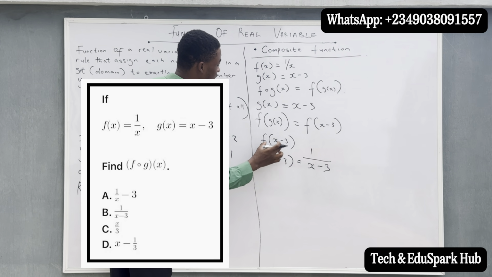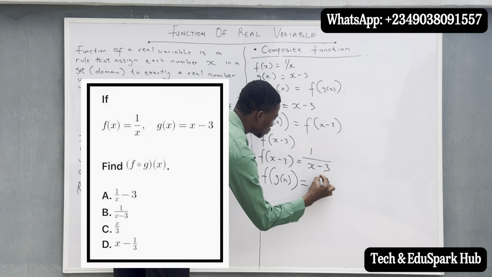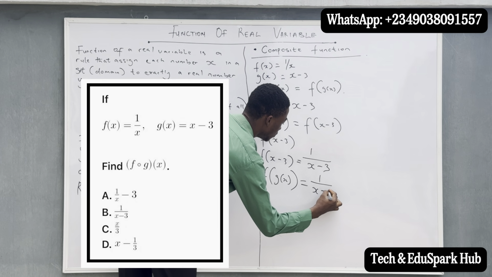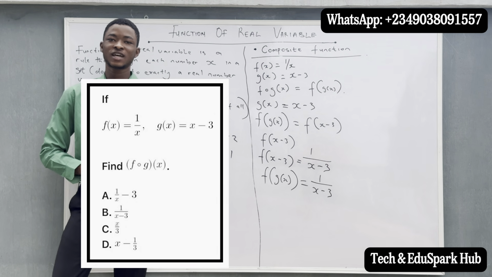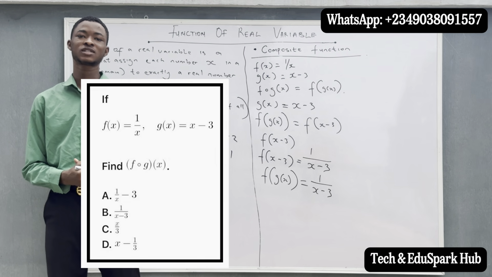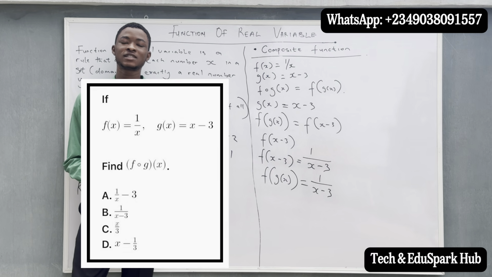So this is our final answer to question of this type. Instead of writing f of x minus 3, we can just write it as f of g of x, which is what the question asks us to calculate, to be equal to 1 divided by x minus 3. And this is our final answer to question of this type. You can see option B is correct to this kind of question. So f of g of x is equal to 1 divided by x minus 3.